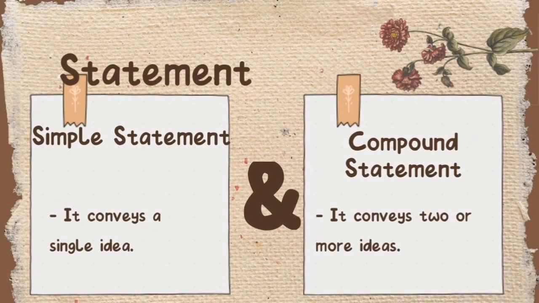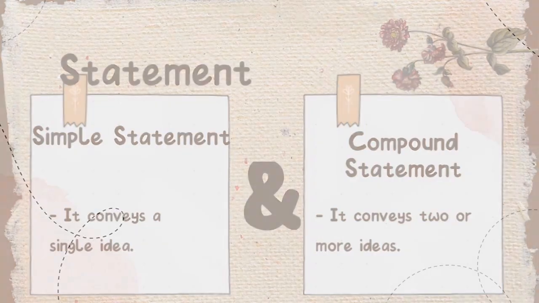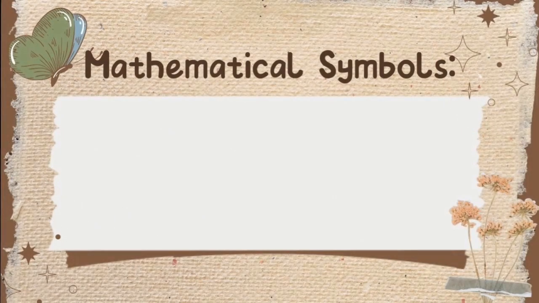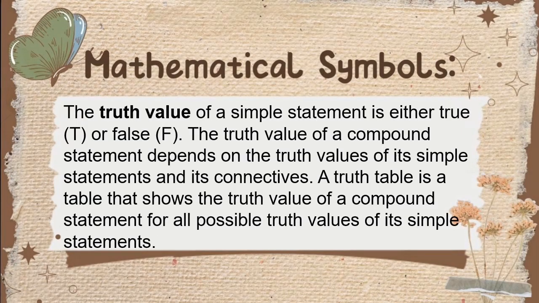So the statement is classified into two, the simple statement and the compound statement. A simple statement conveys a single idea, and a compound statement conveys two or more ideas. Mathematical symbols: the truth value of a simple statement is either true or false. The truth value of a compound statement depends on the truth values of its simple statements and its connectives. A truth table is a table that shows the truth value of a compound statement for all possible truth values of its simple statements. So let's have an example.